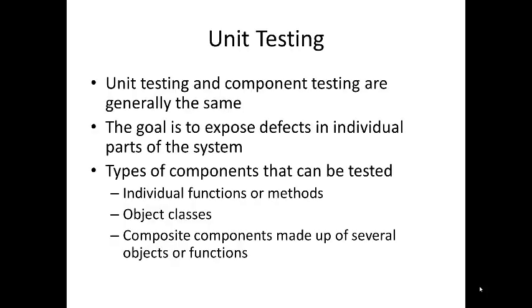So if you're reading Sommerville, he kind of goes in the opposite order in terms of talking about the different types of different phases of testing. I prefer to start with the unit component testing, or testing in the small. So unit testing and component testing are generally the same, and the goal here is to expose defects in the individual parts of the system, functions, methods, object classes, and or even composite components made up of several objects or functions. But you want to take those individual units and expose defects in them.